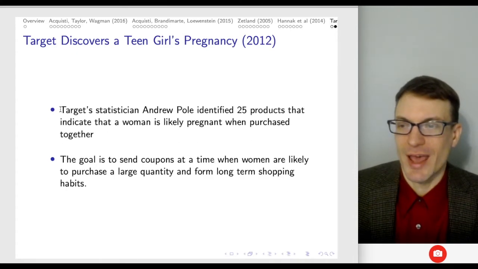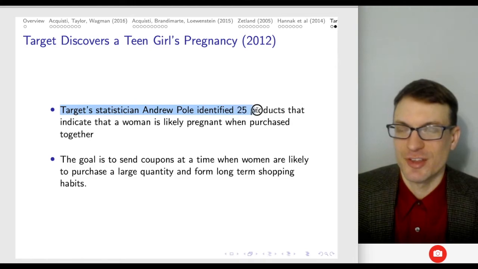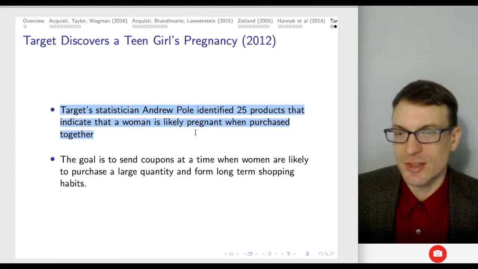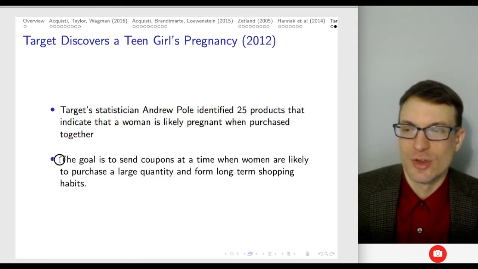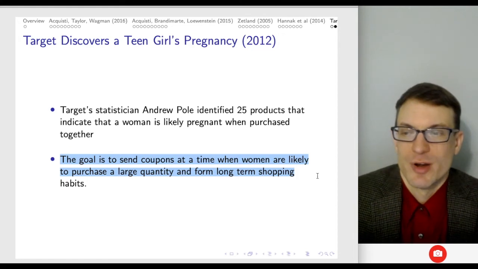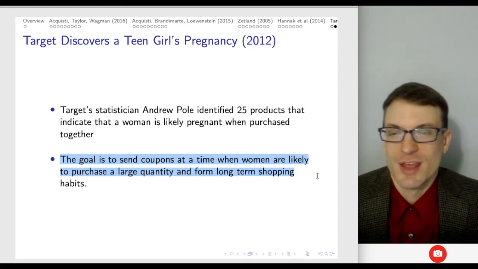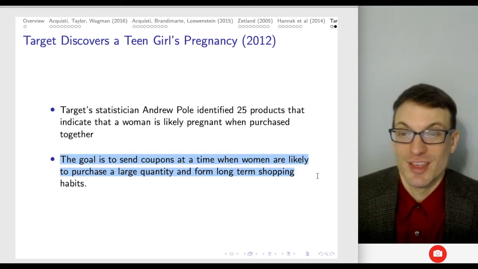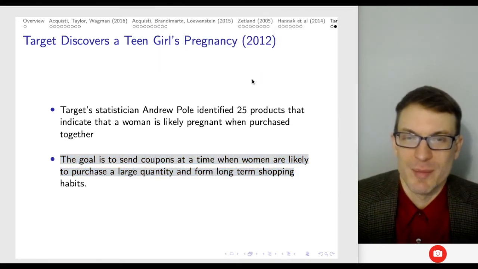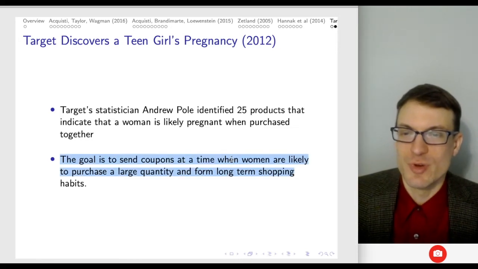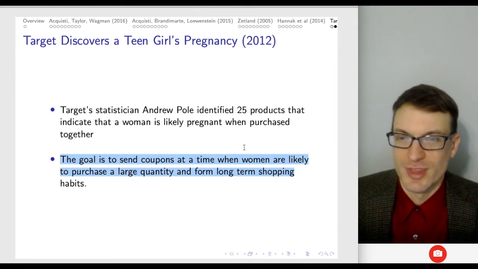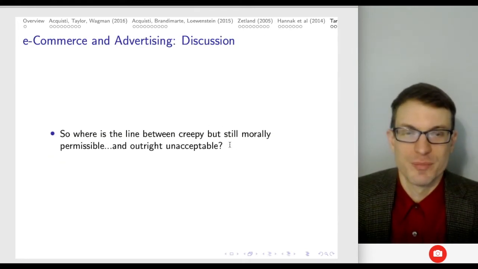So what had happened was Target had a statistician identifying 25 products that indicate a woman's likely pregnant when purchased together. The goal is for the company to send coupons at a time when women are likely to purchase large quantities and form long-term shopping habits, especially when they're pregnant. So this is a really lucrative time to reach these individuals, and that's why they send those coupon books.